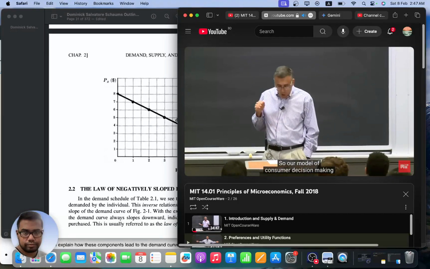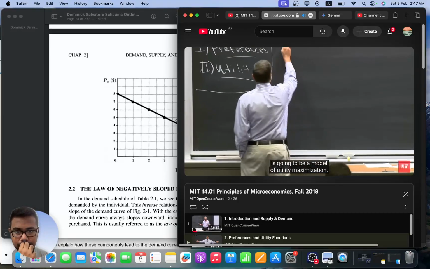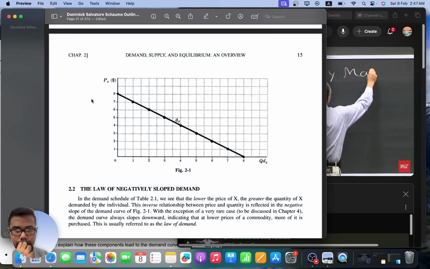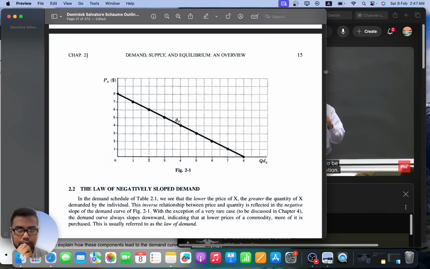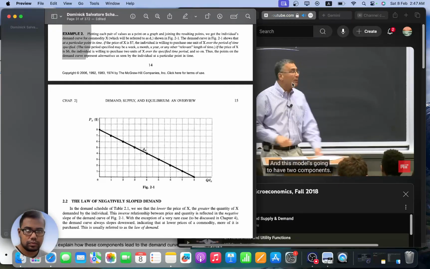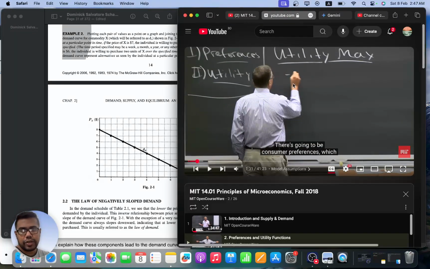Our model of consumer decision making is going to be a model of utility maximization. That's our fundamental framework, because it's all about constrained maximization. Our model today is all about utility maximization, and this model is going to have two components. Utility maximization is the ultimate thing that we want to extract out of this.